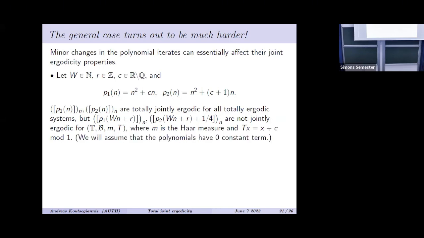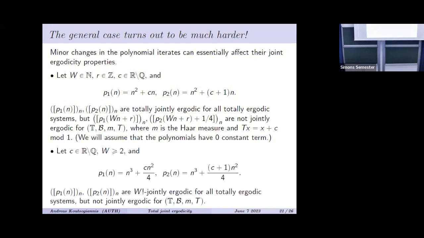So in order to avoid these issues and many others that appear in the approach, we will assume that our polynomials have zero constant terms. This is not a huge assumption because, for example, when you want to study recurrence properties, you assume that you don't have constant terms.